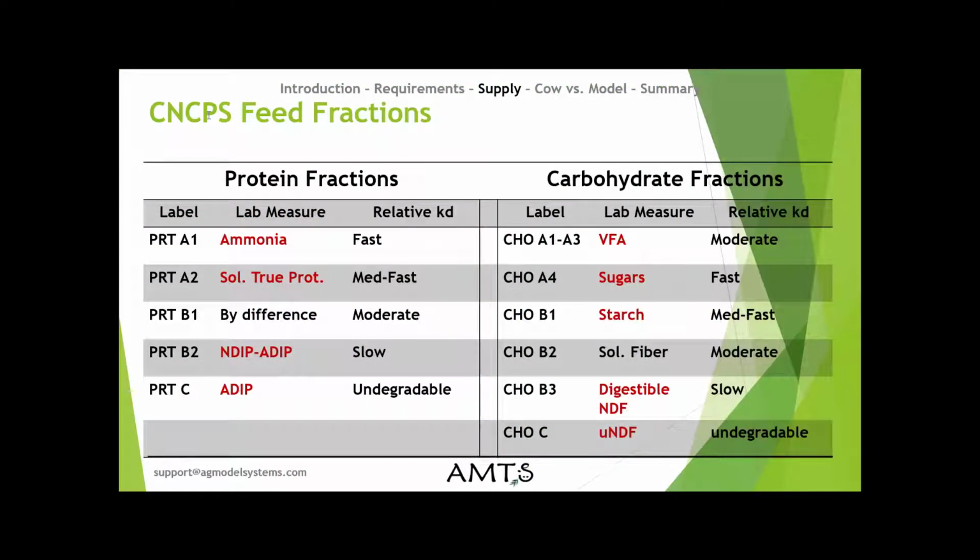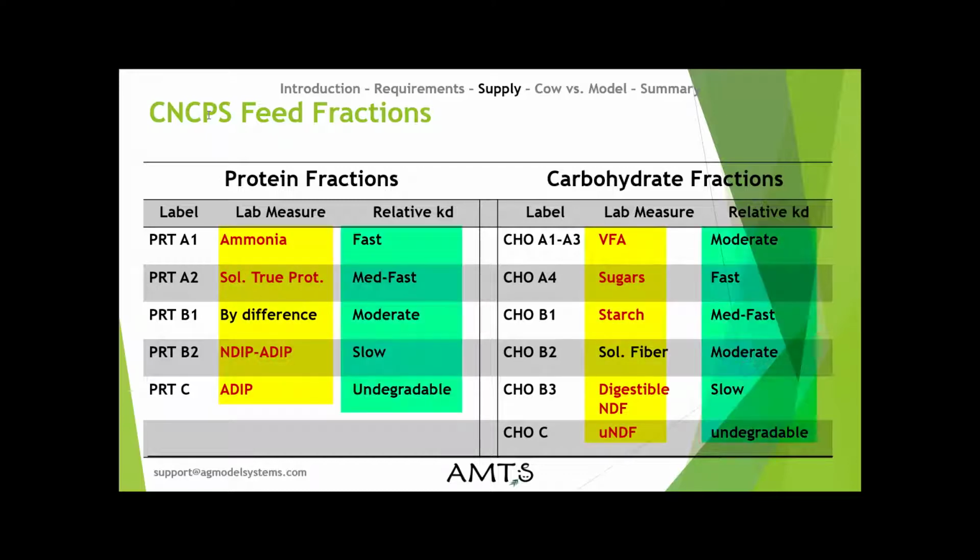This slide helps pull some of that apart, and it also helps introduce you to a little bit of the carbohydrate and protein fractions that we talk about in the CNCPS. You may see the labels protein A, B, and C, or carbohydrate A, B, and C. The measurement that we use in the lab to determine these different pools is listed here in the center. The speed of degradation, or the rate of degradation, is given here in quantitative terms relative to the other fractions.